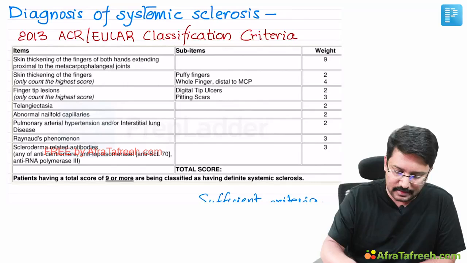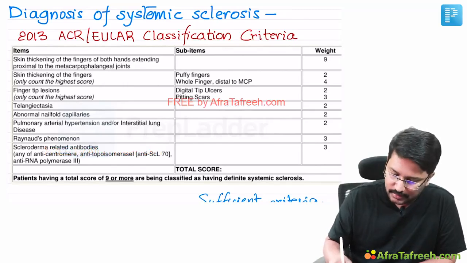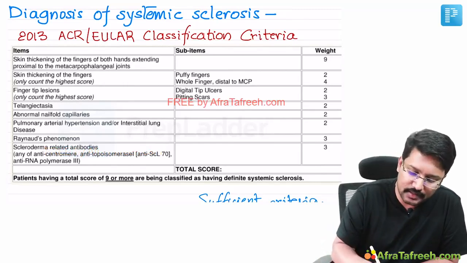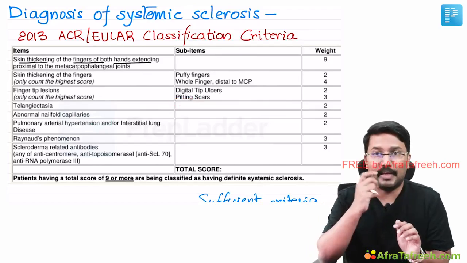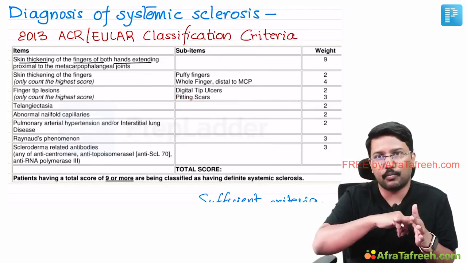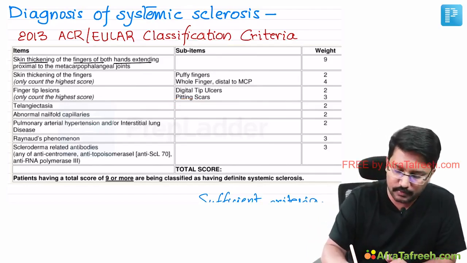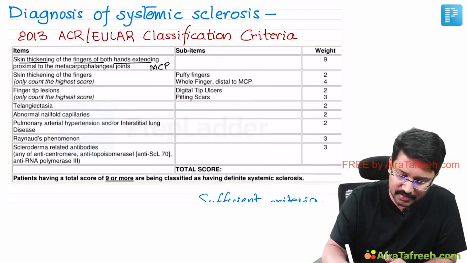Okay, skin thickening of the fingers of both hands, right? Please pay attention to the wordings. Skin thickening of fingers of both hands. That means bilateral fingers, skin thickening, extending up to metacarpophalangeal joints, right? Extending up to metacarpophalangeal joints.